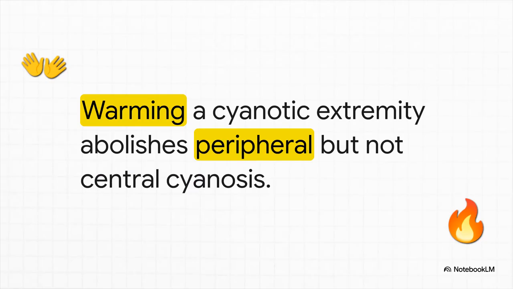And here is a fantastic bedside trick for you. Just gently massage or warm up the patient's hand. That naturally boosts local blood flow. If it's peripheral cyanosis, that simple act will completely reverse the blue color. But if it's central cyanosis, warming the hand isn't going to fix the lungs. The blood is still lacking oxygen, and that blue tint will stubbornly stick around.